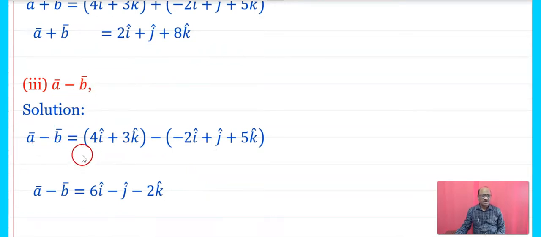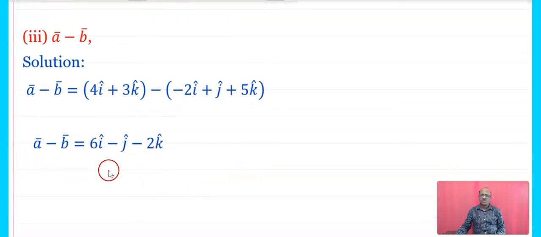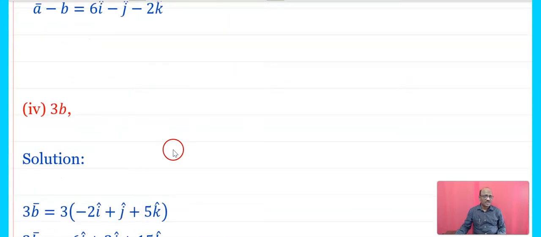That a bar minus b bar is equal to 4i cap plus 3k cap minus, in bracket, minus 2i cap plus j cap plus 5k cap. And if you open the bracket, that is what you will get: 4i cap, minus and minus will become plus 2i cap, that will become 6i cap. Next is minus j cap. What about the k? 3k cap, and here is minus 5k. 3k minus 5k, you will get minus 2k cap, and hence a bar minus b bar is equal to 6i cap minus j cap minus 2k cap.